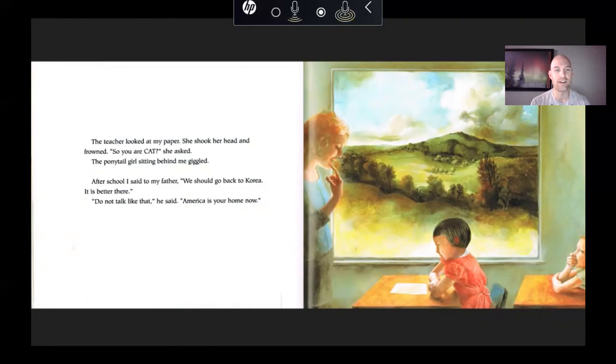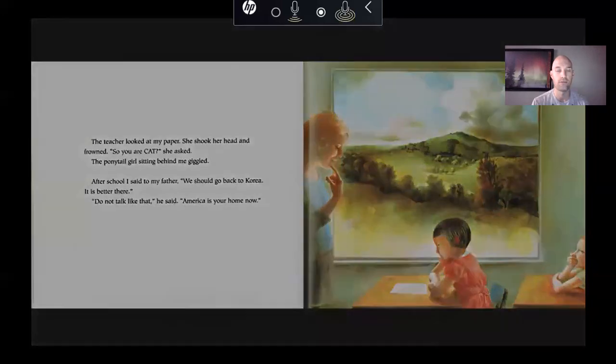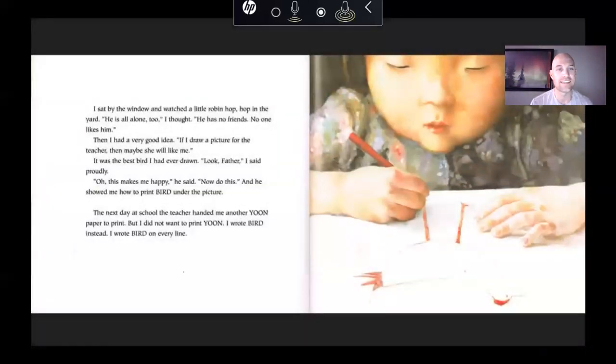After school, I said to my father, "We should go back to Korea. It is better there." "Do not talk like that," he said. "America is your home now." I sat by the window and watched a little robin hop in the yard. "He is all alone too," I thought. "He has no friends. No one likes him." Then I had a very good idea. If I draw a picture for the teacher, then maybe she will like me. It was the best bird I had ever drawn. "Look, Father," I said proudly. "Oh, this makes me happy," he said. "Now do this." And he showed me how to print bird under the picture.